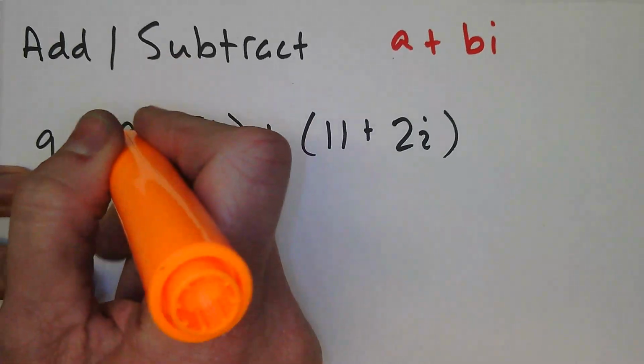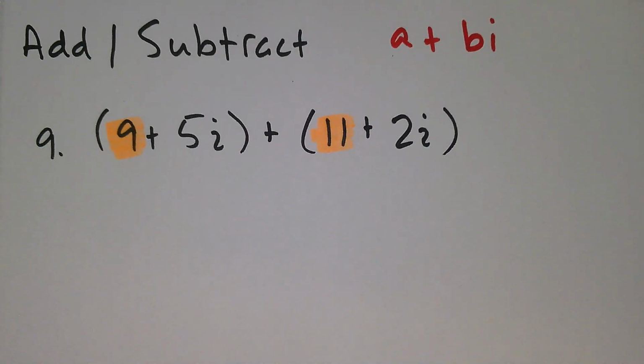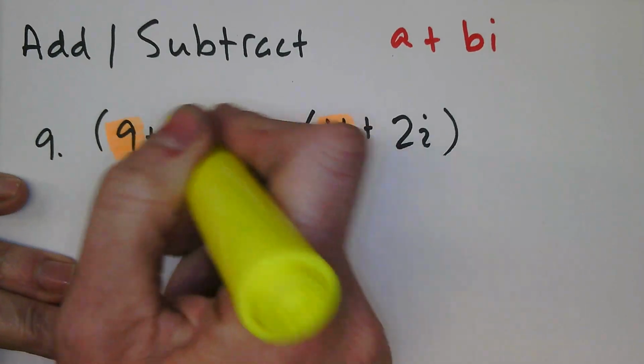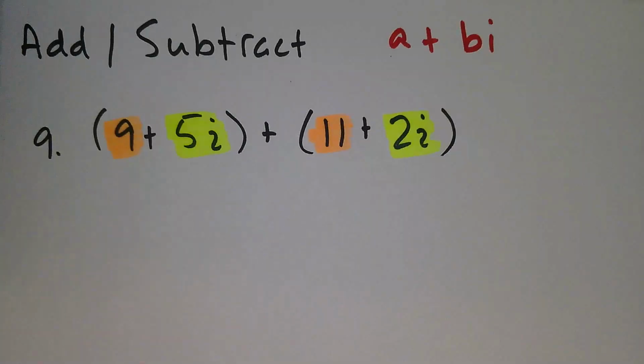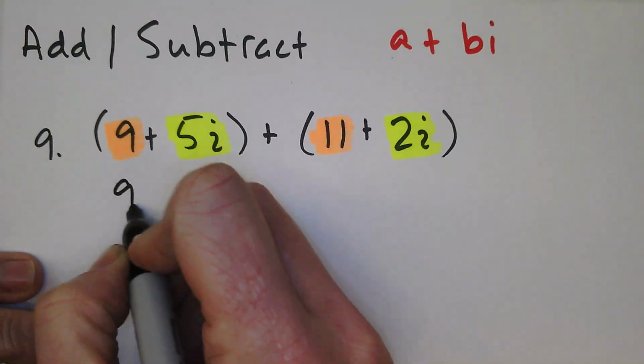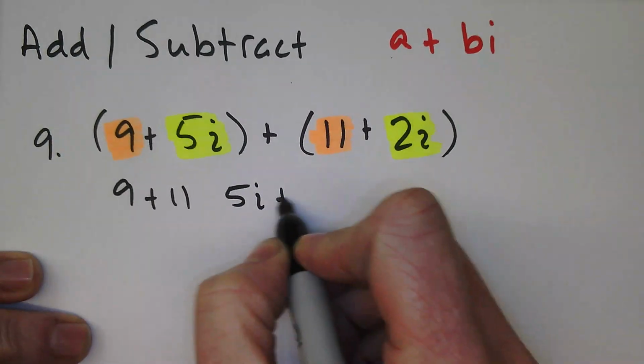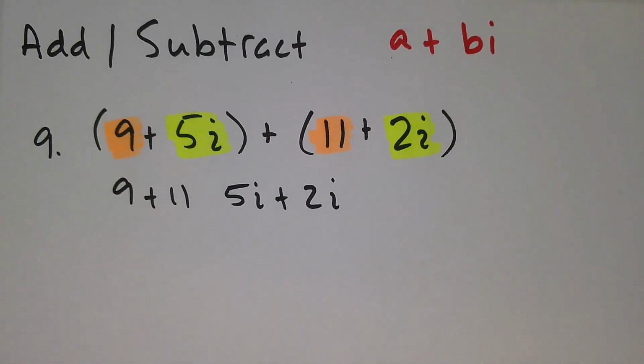I'm going to put my real portions together. So in this case, my 9s and my 11s. And then my imaginary portions also get combined by following my rules of addition and adding like terms. So what happens here is I get 9 plus 11, and then I get 5i plus 2i. This is fairly straightforward. Everything's positive.